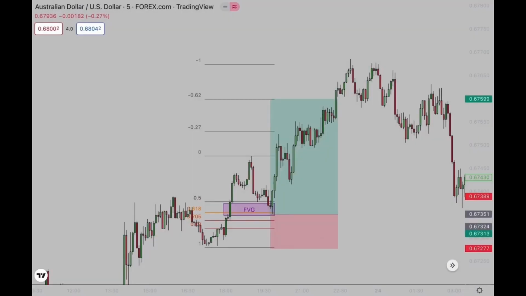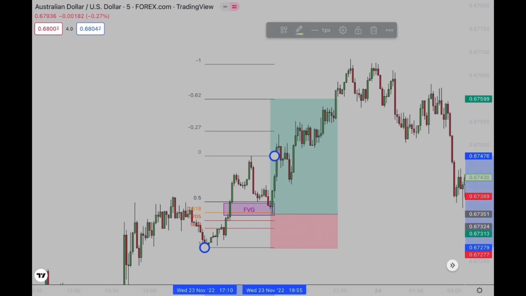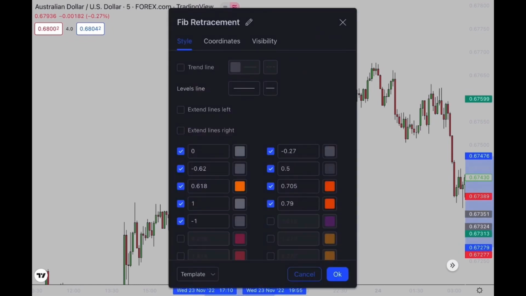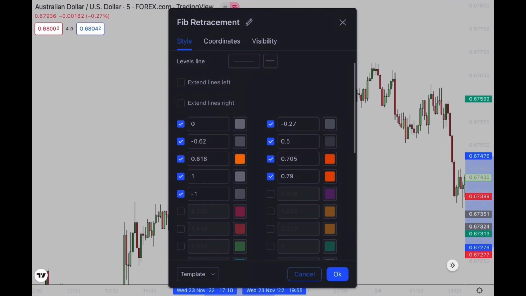Hello guys, so in this video we are going to explain how to use optimal trade entry concept. Right away we can see that the optimal trade entry concept uses a Fibonacci tool in order to predict where price will be going. That Fibonacci tool uses exactly these levels, so put this setting on your own Fibonacci tool.